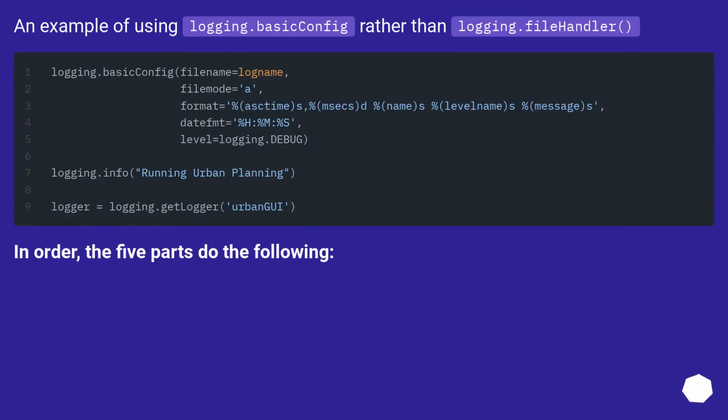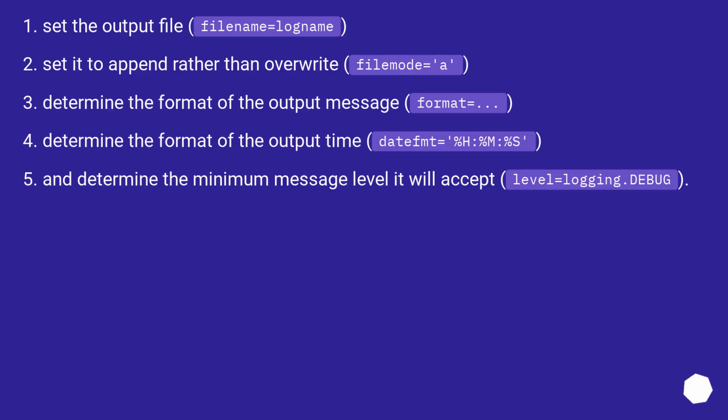An example of using logging.basicConfig rather than logging.FileHandler. In order, the 5 parts do the following. Set the output file. Filename equals logname. Set it to append rather than overwrite. File mode equals 'a'. Determine the format of the output message.